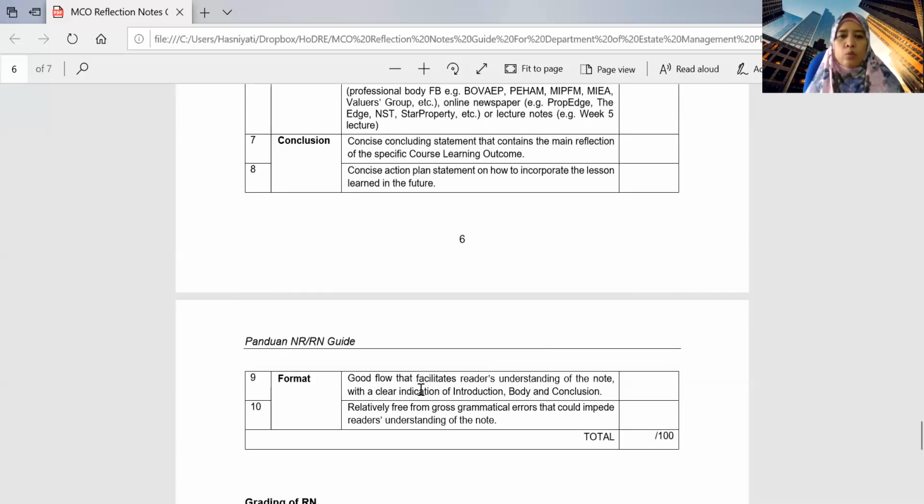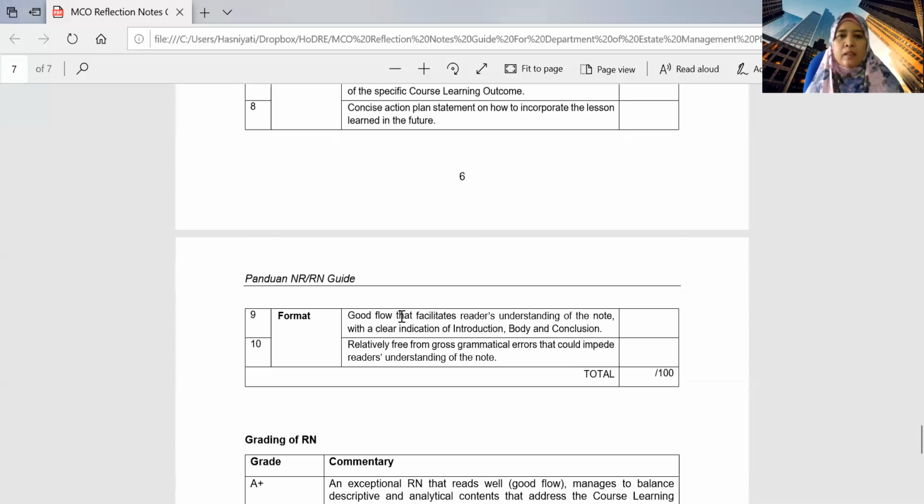And the format, 2 points regarding format. You have good flow that facilitates readers' understanding of the notes. Like I said just now, if you do your structure well, then it will help you to write your reflection note. So make sure that you practice that from now, writing the structure. And the second point: relatively free from gross grammatical errors.